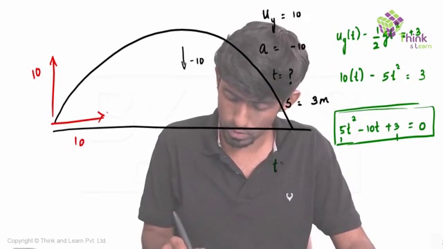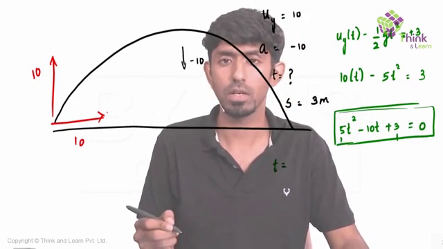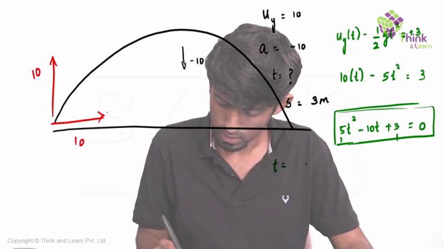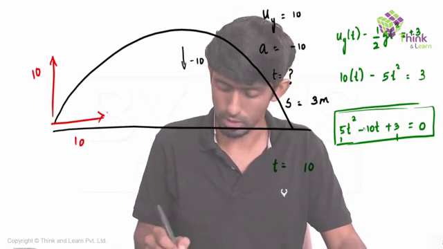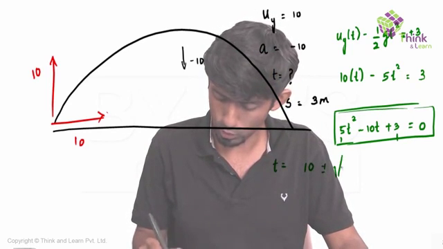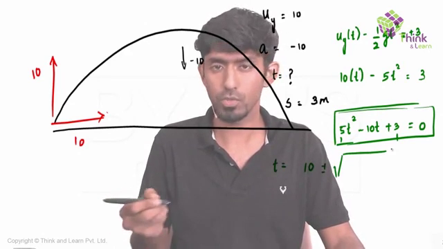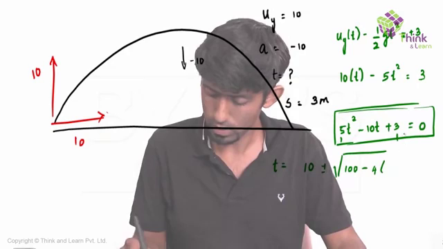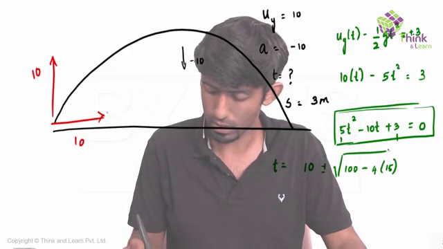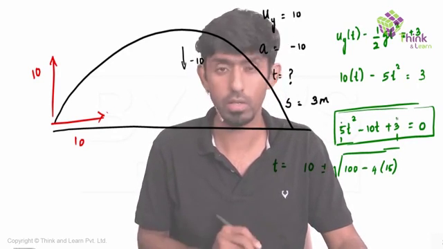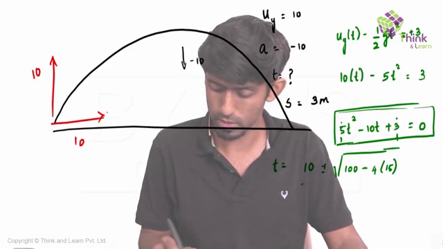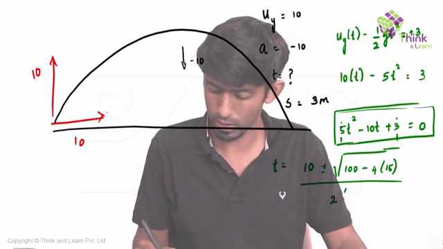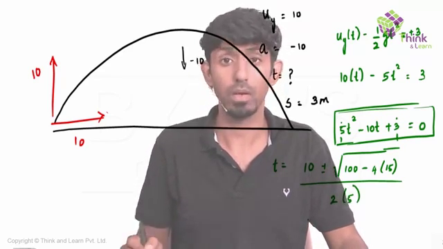So we'll have t equals minus b plus or minus root of b squared minus 4ac, all divided by 2a. So it's minus b, which is 10, plus or minus root of b squared, which is 100, minus 4 into 15. ac is 15, right? 5 into 3. Divided by 2 into a, and a is your 5.